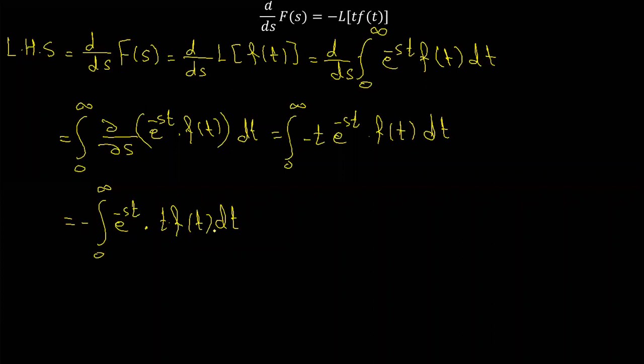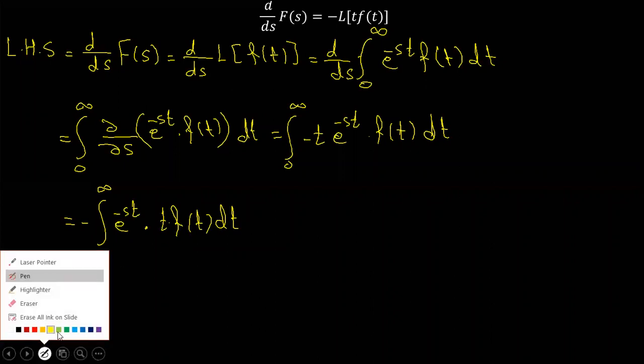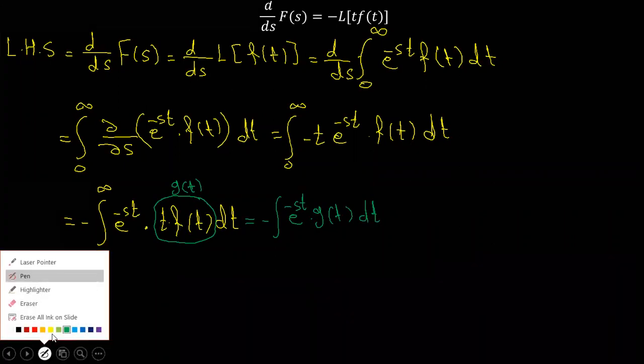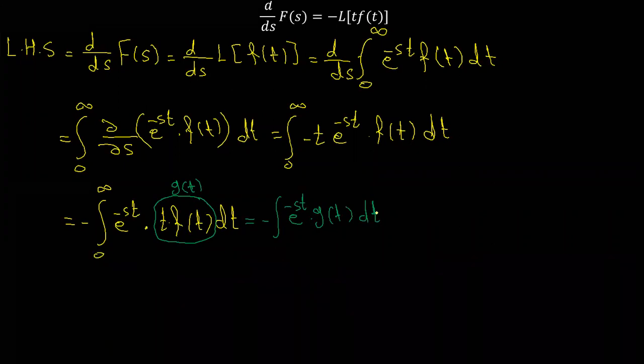Now, what do you think about this integral? Let me consider t times f of t as a new function. Let me call it g of t. So now I have negative integral of e to the negative st times g(t) dt. What do you think about the last integral?